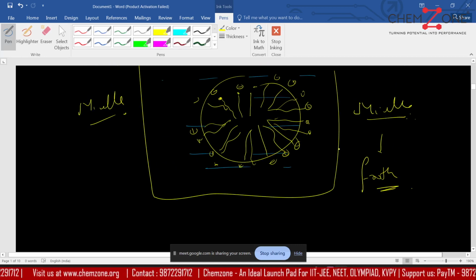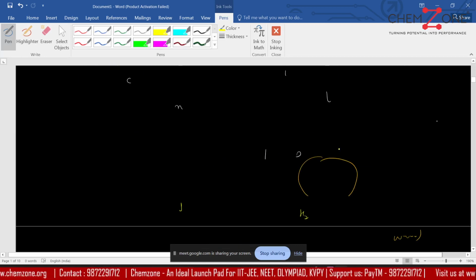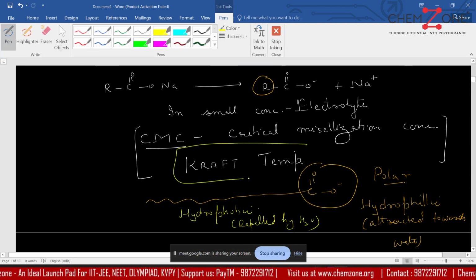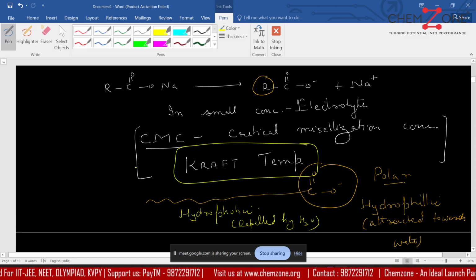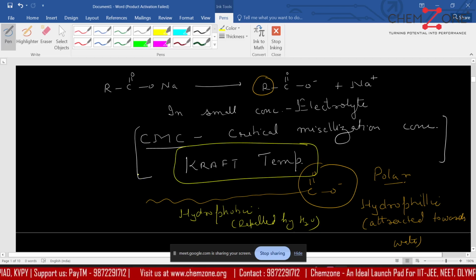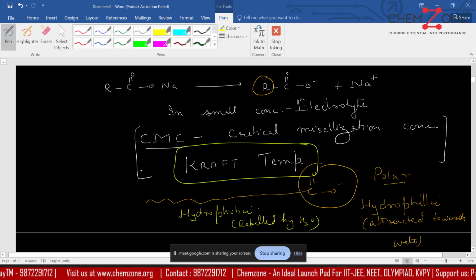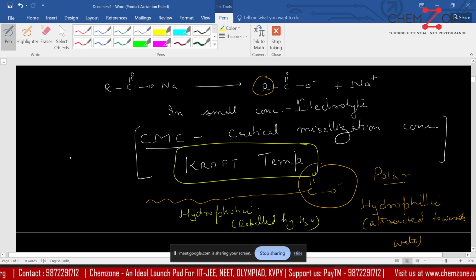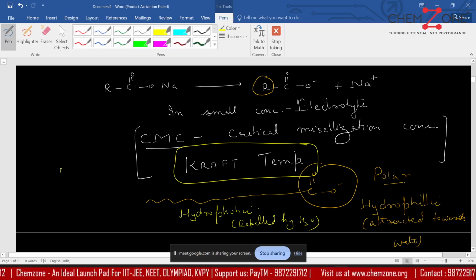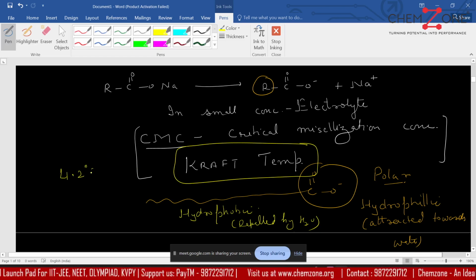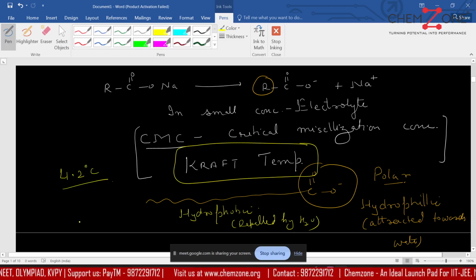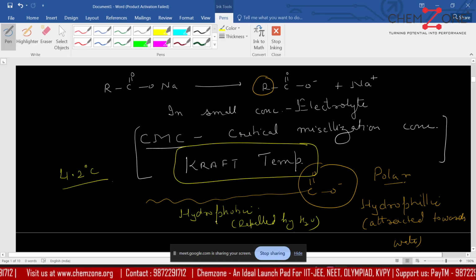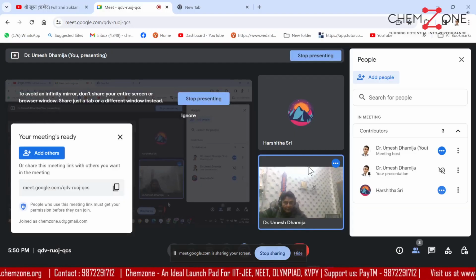Can you repeat the temperature? The temperature above which the micellization takes place is called the Kraft temperature. There is no specific temperature; for different types of soap, there are different temperatures. The soap that I'm talking about, sodium stearate, has a Kraft temperature of 4.2 degrees Celsius. But the Rin soap that you have, its Kraft temperature is maybe slightly different.